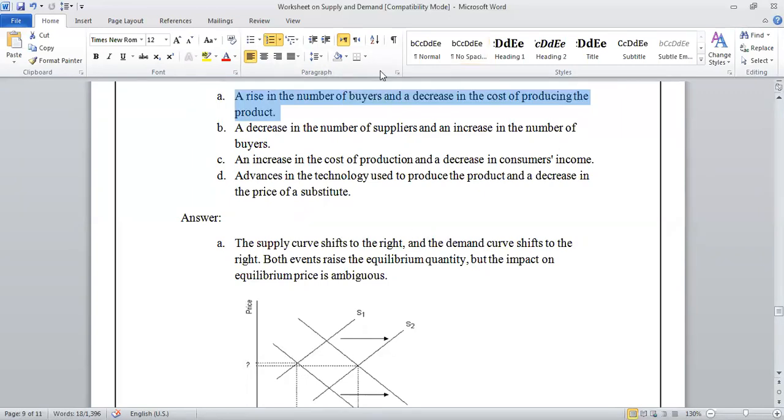And at the same time, you have what? A decrease in the cost of producing the products. This is the input price. This is supply.